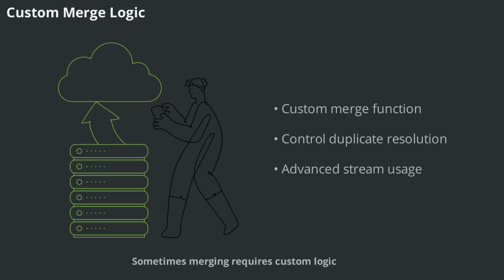Sometimes, merging requires custom logic, such as combining fields from 2 employees with the same ID. By providing a merge function in the toMap collector, you can control how duplicates are resolved. This demonstrates advanced stream usage and problem-solving skills.